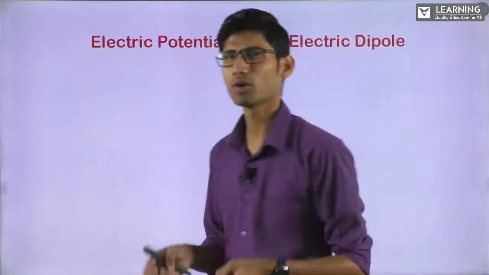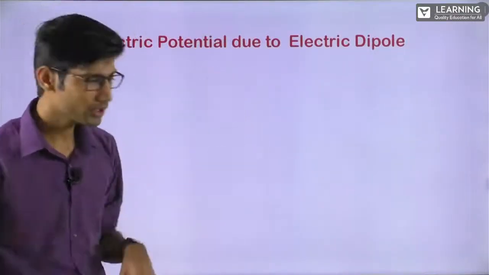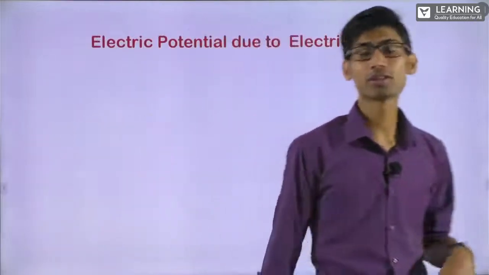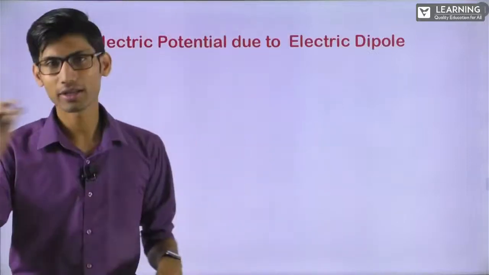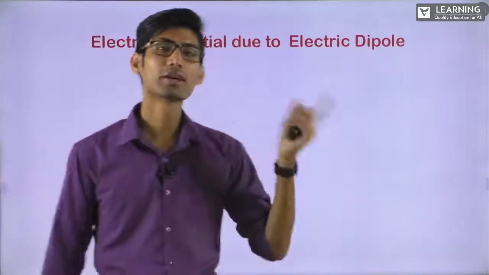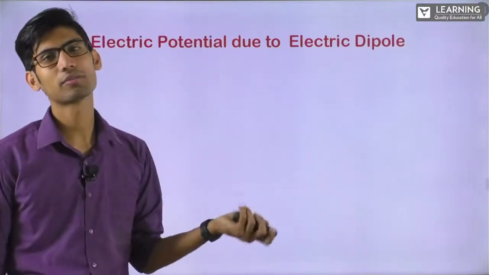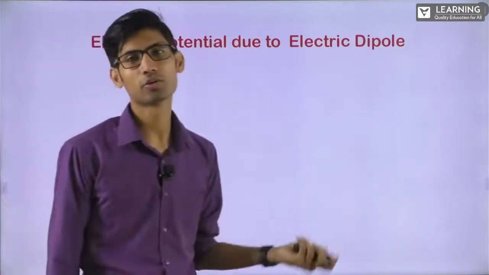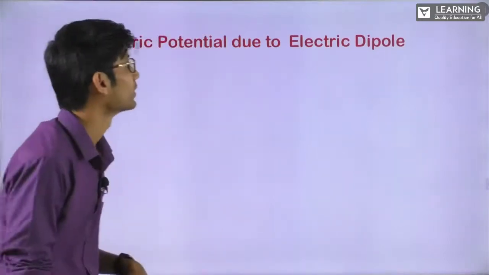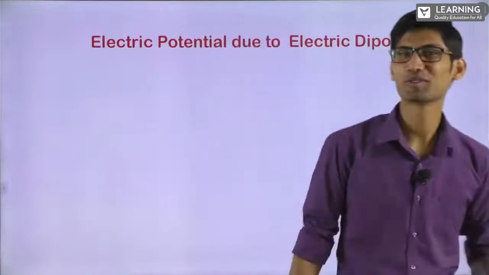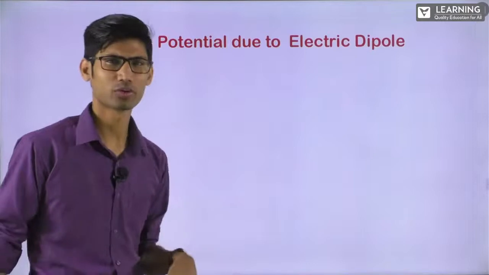This session will be very small. Only electric potential due to dipole we'll be discussing, where we'll be seeing the end-on position and the broadside-on position. That means electric potential at a point on the axis, and then electric potential at a point on the perpendicular bisector of the electric dipole. Then electric potential at any point due to electric dipole. Only these three things we are going to see. I hope you are ready. Take out your notebooks and pens. We'll do the derivation. Again, it's very easy. You can do it on your own also.